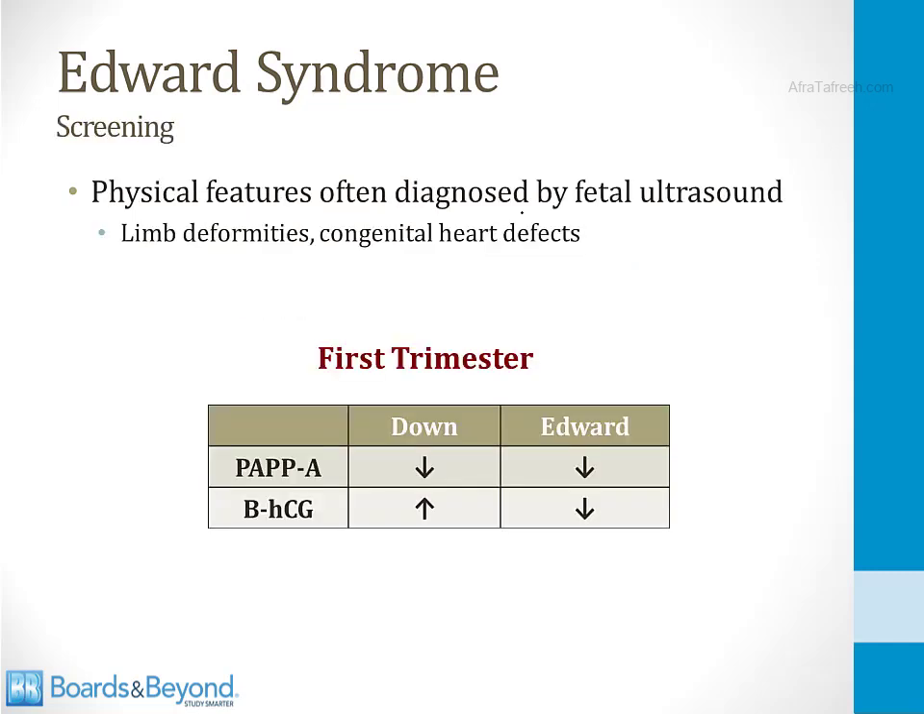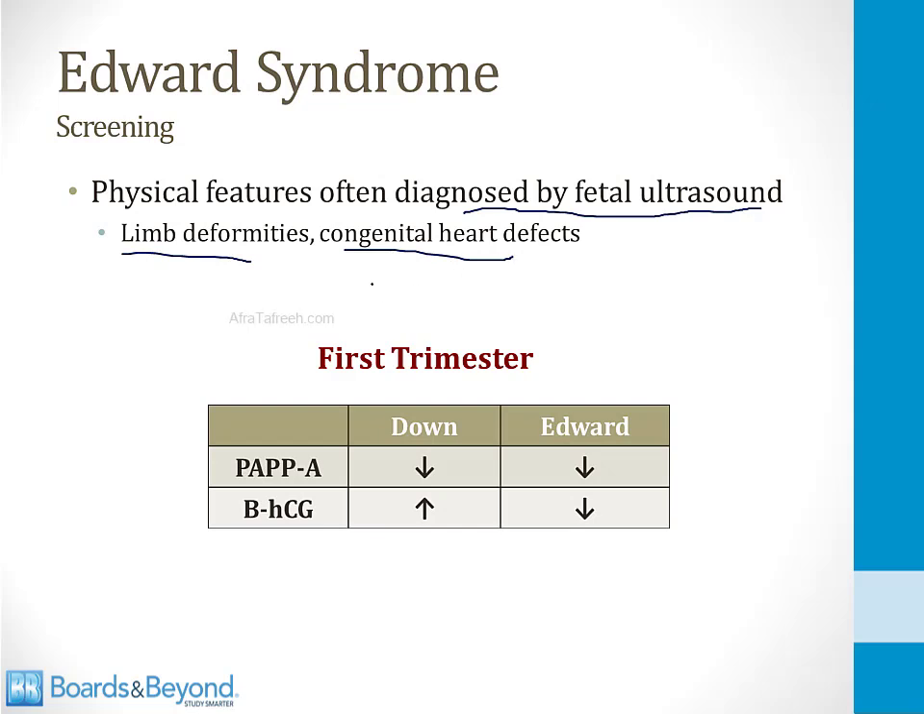Many cases of Edwards syndrome are often diagnosed by fetal ultrasound. These babies have so many physical and congenital abnormalities that you can often identify them in the womb. You may see limb deformities, you may see congenital heart defects, you may see that the skull is misshapen. If the case is not diagnosed by fetal ultrasound, there is maternal blood testing that can be used to suggest the diagnosis, similar to the way it is used in Down syndrome.